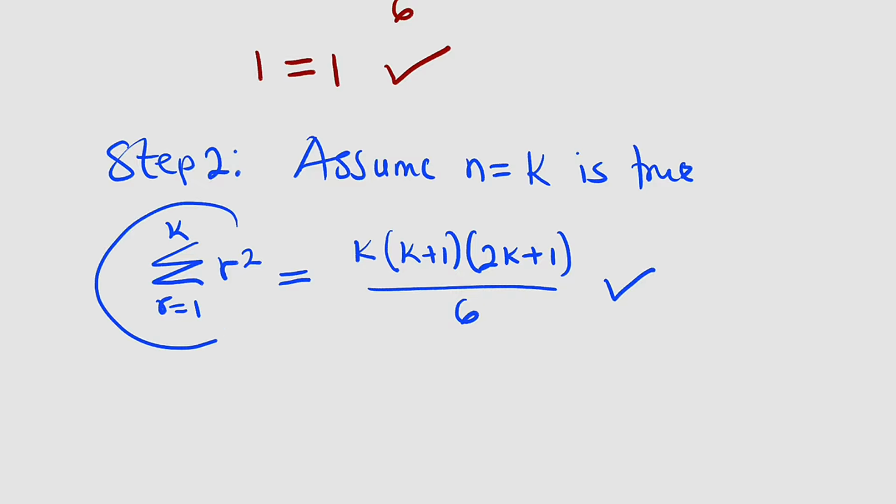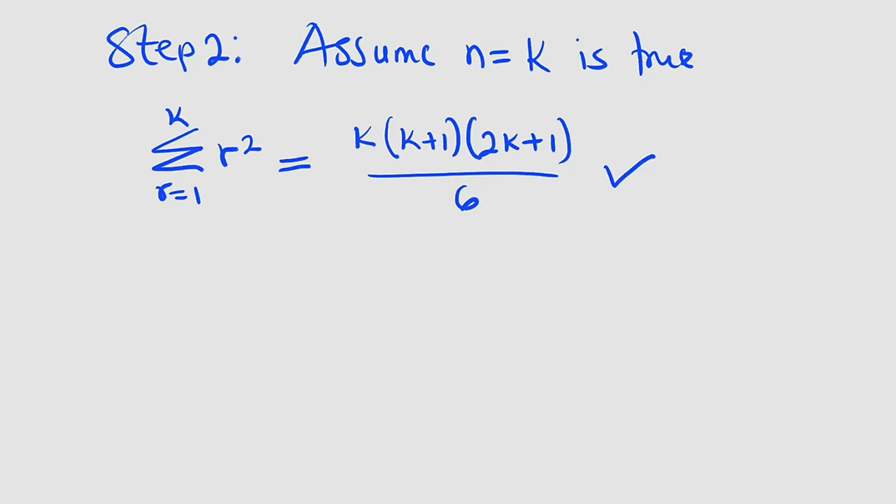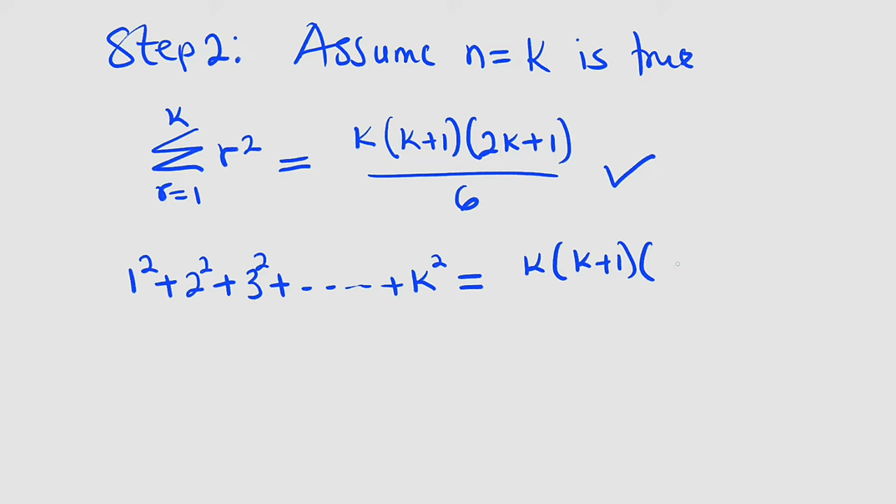Before we continue, let me break this down. Remember, summation means you should be adding series of this, substituting r equal to 1 after k. So we have the first term 1 squared, the second term 2 squared, the third term 3 squared, plus you keep on adding these terms after the last term k squared, and it will still be equal to k multiplied by k plus 1 multiplied by 2k plus 1, divided by 6. So we want to assume that this statement is true.